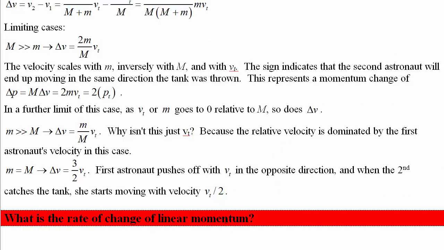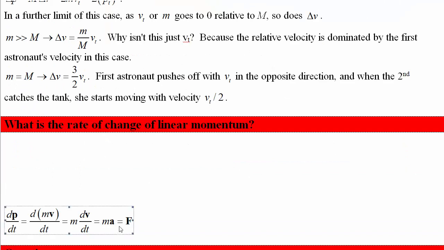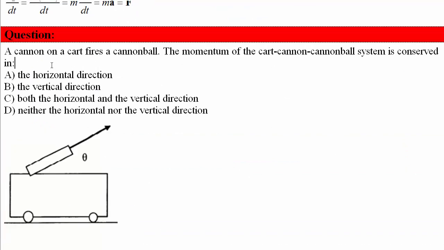Next question: what's the rate of change of linear momentum? We mentioned this briefly, do you remember? Rate of change of linear momentum is the force. Here's the derivation of that. A cannon on a cart fires a cannonball. The momentum of the cart, cannonball, cannon system is conserved in A, the horizontal direction, B, the vertical direction, C, the horizontal and vertical, and D, neither the horizontal nor the vertical.